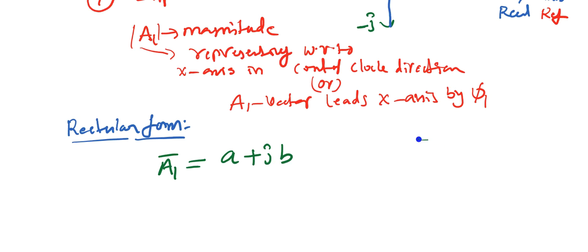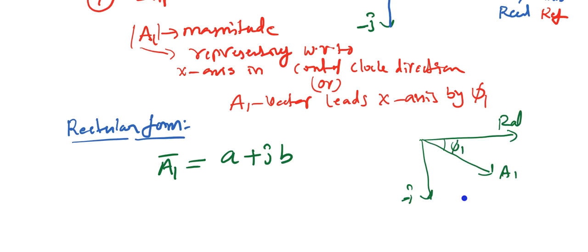Suppose sometimes my vector is like this, with minus j and this the real axis, and my a1 vector is at some angle phi, something like this. Then how will you define this one? In rectangular form, a1 can be a minus jb, because it is going in the downward direction, so you get the minus point here. Like that you can define the vector. For any angle or any rotation, you can define the vector diagram here. So not an issue for this. And this is a1 equal to a plus jb.